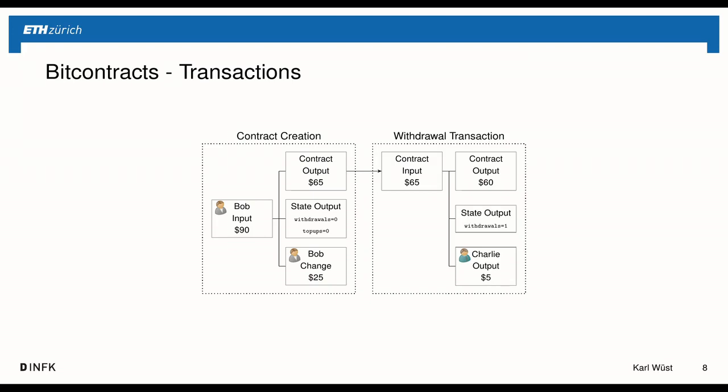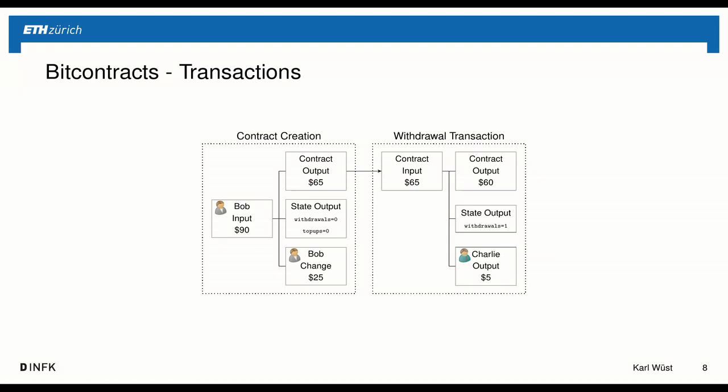For this, he runs the protocol that I've described on the last slide with the service providers, which results in the second transaction shown here. The only input to this transaction is the contract output from the previous transaction, which will be consumed in the transaction. The withdraw function sends 5 coins from the contract account to Charlie, which means that the new contract output now has a balance of 60 coins.